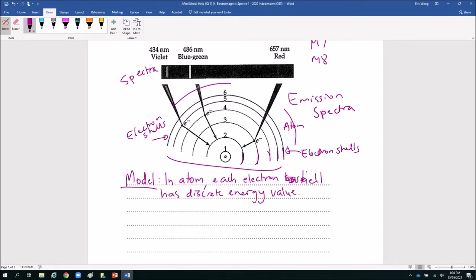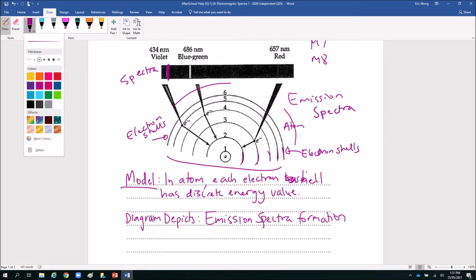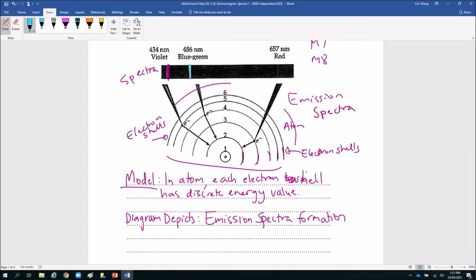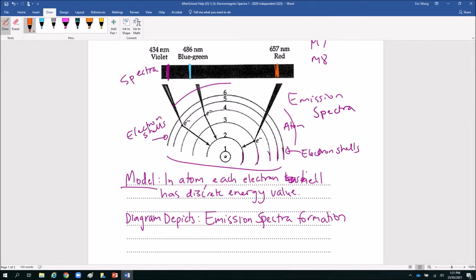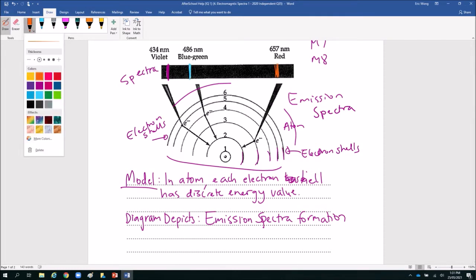And then what other things are we seeing? The diagram depicts emission spectra formation. So it's trying to show us how an emission spectra is formed. We have violet light here. We have sort of a blue-green tinge. Let's just use this color to highlight that. And then we have red light forming over here. So that's what we have all together.